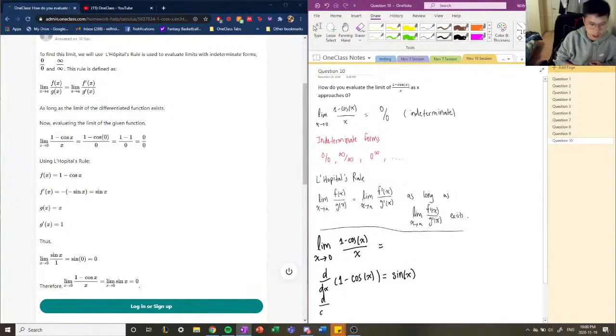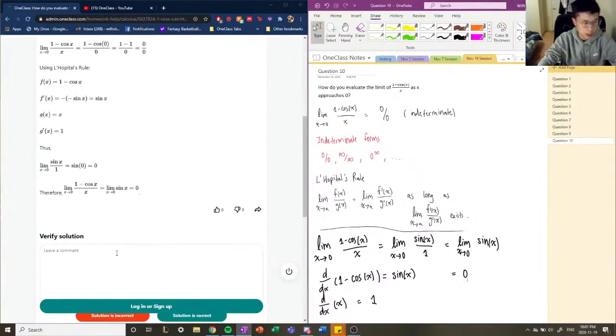And d/dx of x is 1. Now we want to calculate the limit as x approaches 0 of sine x over 1, which is just the limit as x approaches 0 of sine x, and sine of 0 is just 0. So we have found the limit of this function by using L'Hopital's rule. The limit of 1 minus cos x divided by x as x approaches 0 is 0 using L'Hopital's rule. So this solution is correct.